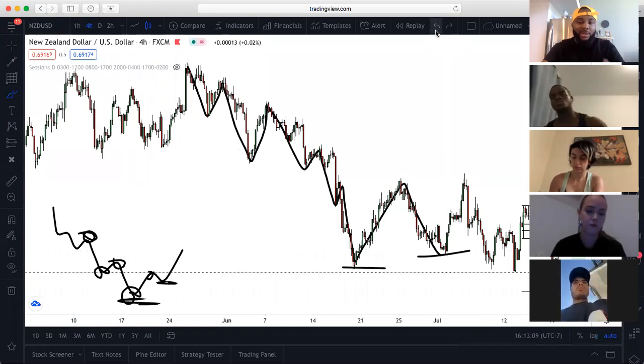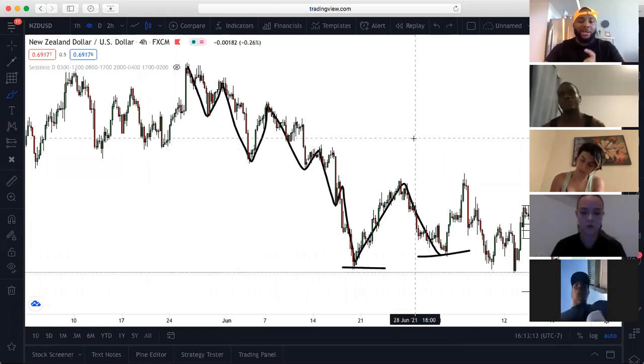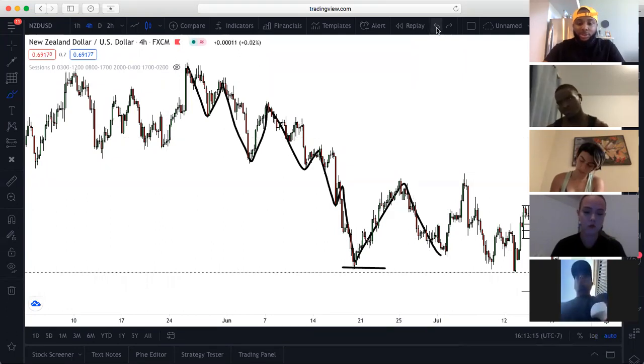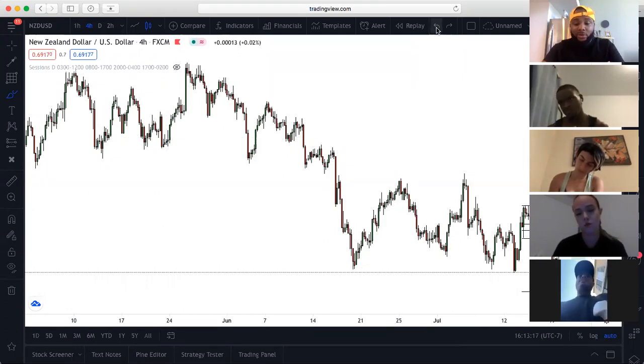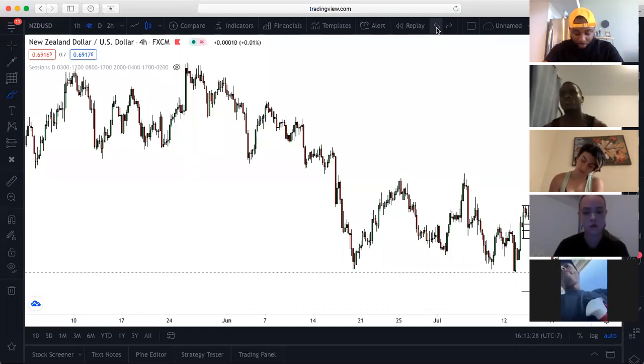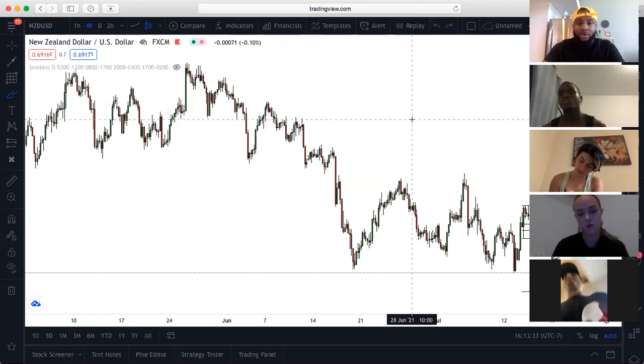Okay. One of the biggest tips I can give you when it comes to trading and understanding market structure is don't try to guess what the market's going to do. Just look at what the market is giving you and react to it. Don't try to predict what the market's trying to do. Just look at what it is and react to it.